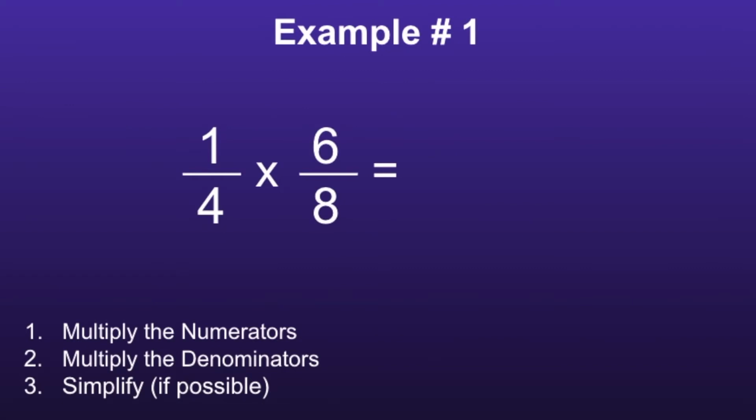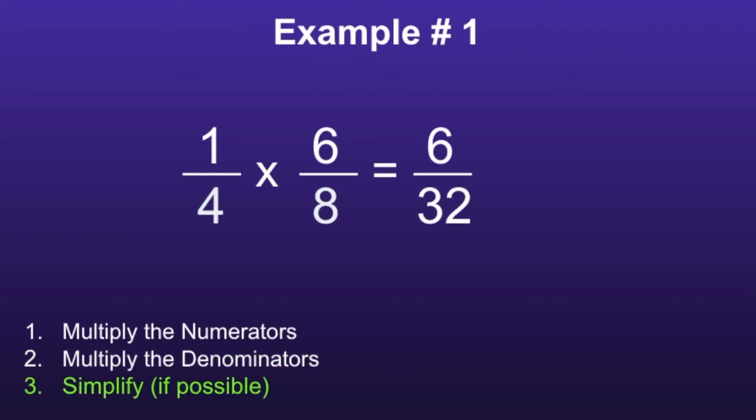Example number 1. 1/4 times 6/8. Step 1 is to multiply the numerators. 1 times 6 is equal to 6. Step 2, multiply the denominators. 4 times 8 is equal to 32.